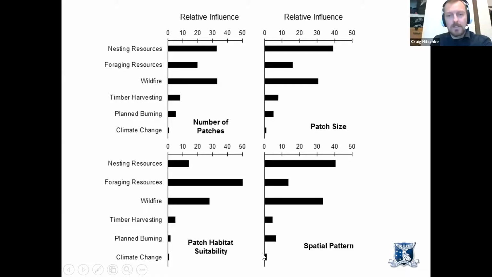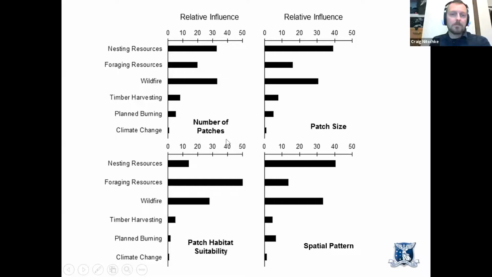That's because the direct effect of climate change in these simulations wasn't that great, but climate change had an indirect effect because of its interactions with wildfire. So I'm not going to show those results, but that's where climate change really came through. Not the direct effect, but the indirect effect through how it affected wildfire.